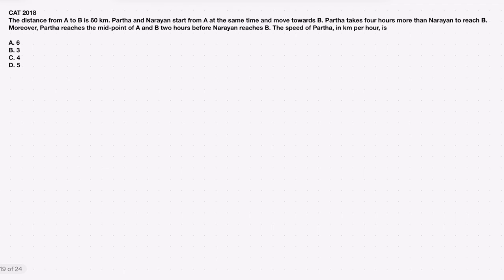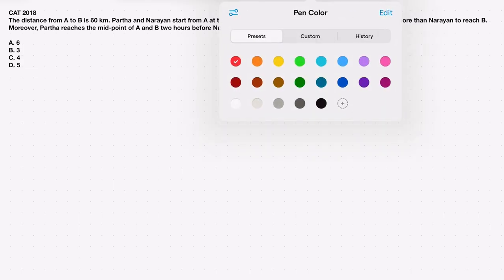So the first question from CAT 2018 is the distance from A to B is 60 kilometers. Partha and Narayan start from A at the same time and move towards B. Partha takes 4 hours more than Narayan to reach B. Moreover, Partha reaches the midpoint of A and B 2 hours before Narayan reaches B. The speed of Partha in kilometer per hour is.